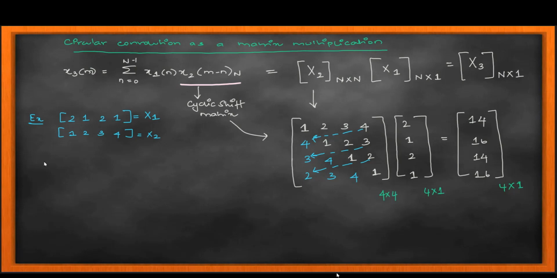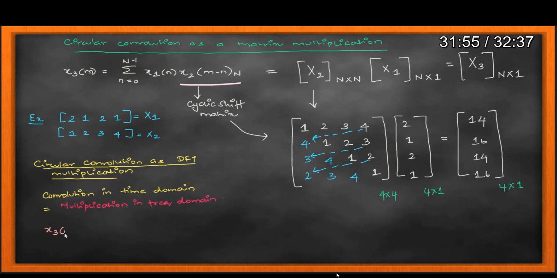This is how you write your 4 cross 4 matrix, and the n by 1 matrix for the second sequence stays the same. That is 2, 1, 2, 1, and then I do the matrix multiplication. Then I get my output as 14, 16, 14, 16.